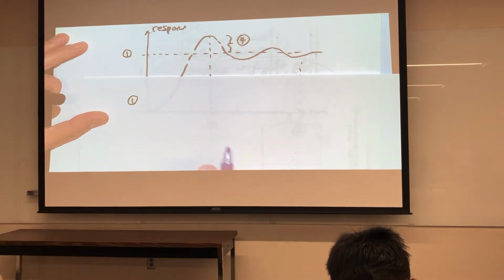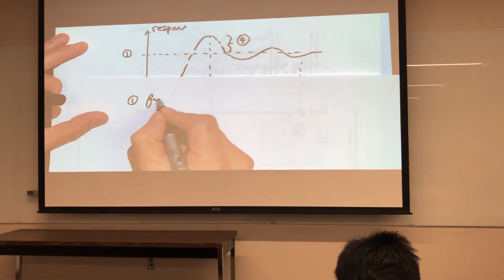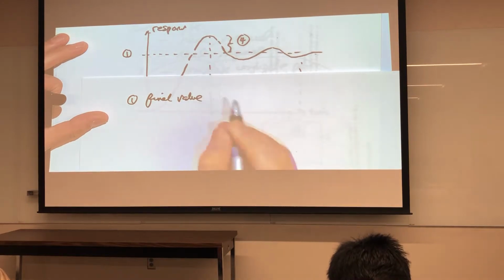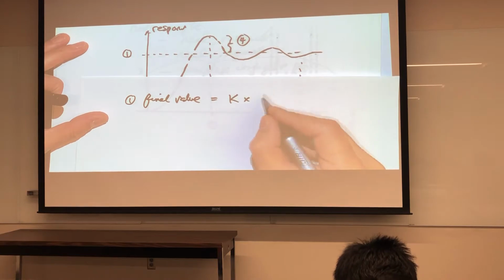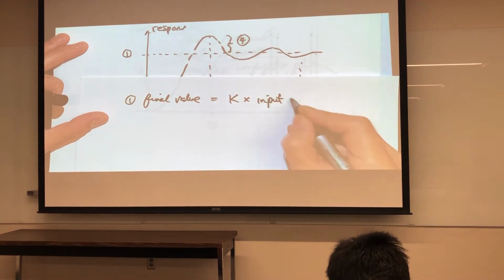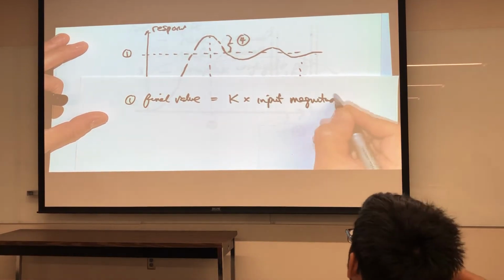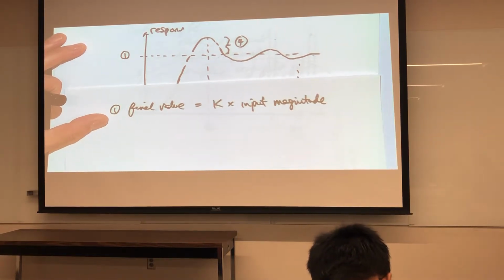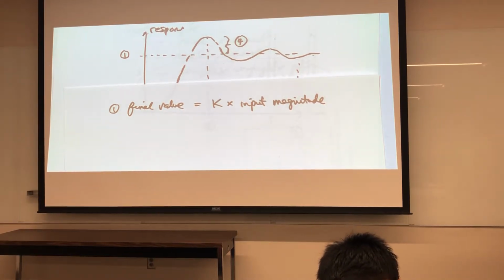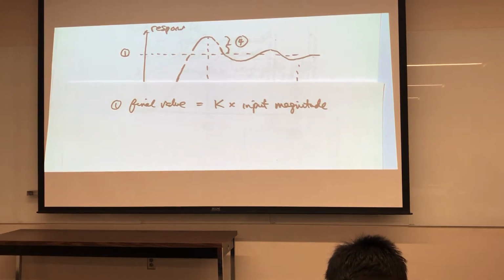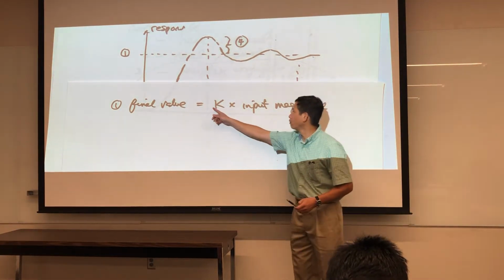Characteristic number 1 is the final value of the response. The final value of the response is going to be equal to K times the input magnitude, or maybe I should say the input amplitude. If the input is negative, the output could become negative. So the final value could be negative depending on if one of these numbers is negative.